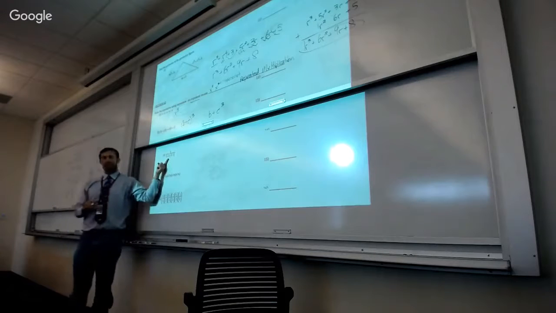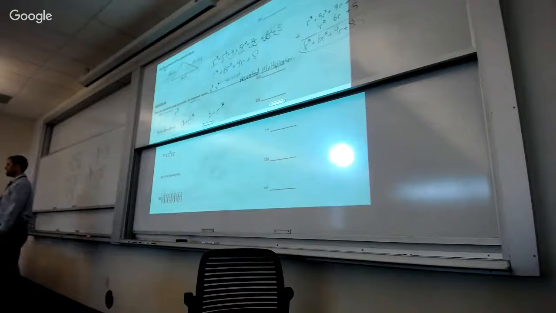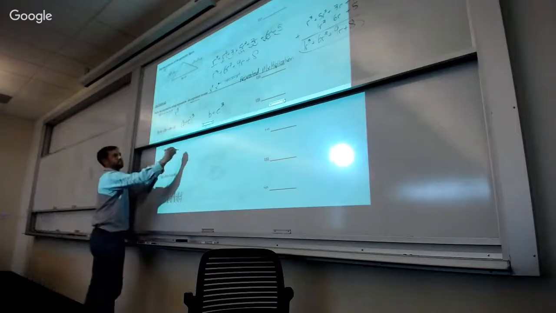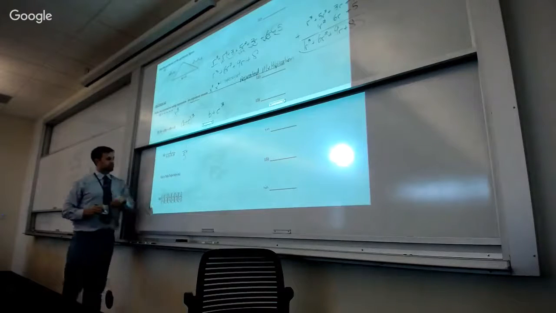Okay, how would you rewrite this with an exponent? 1 over 5 times 5 times 5 times 5. Jasmine, how would I write this one? Yeah, 1 over 5 to the 4th.